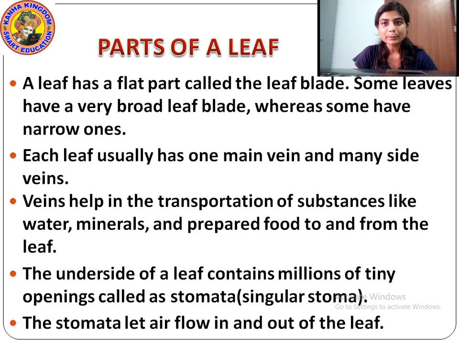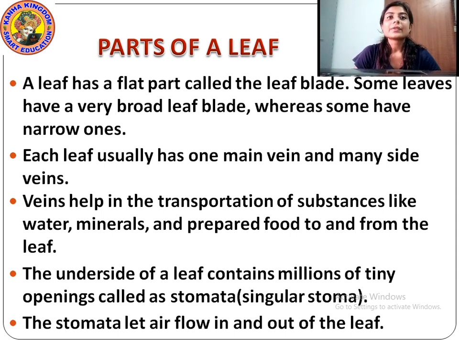Like in the human body, we have veins in our body, yes or no? Through which the blood circulates and passes to every part of our body. Yes or no? The blood flows in our body to every part through veins. In the same way, plants also have veins through which they can transport substances like water, minerals and food that is prepared in the leaf of the plant.